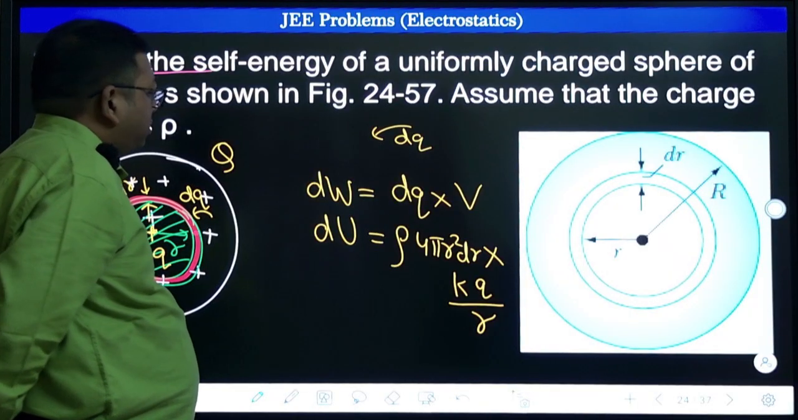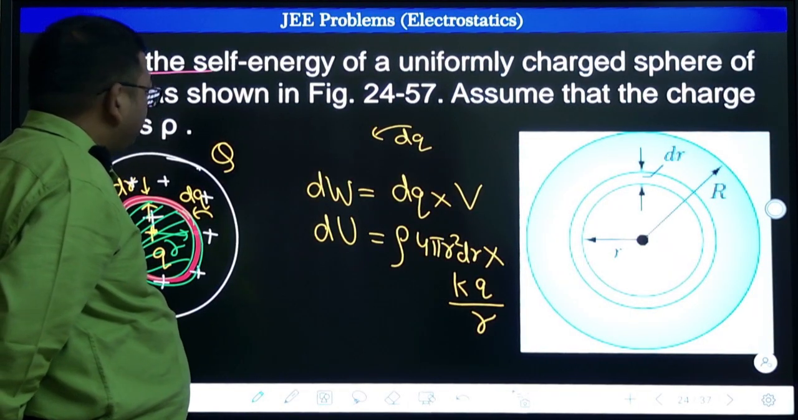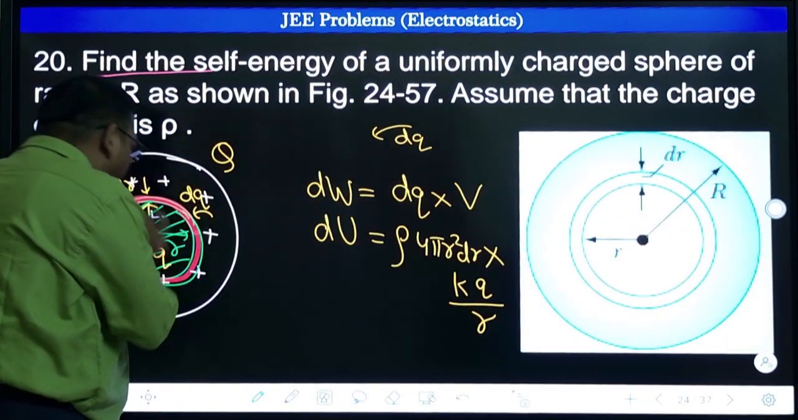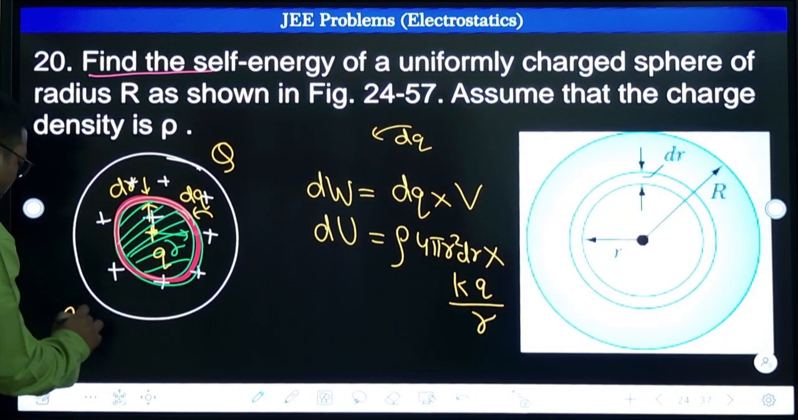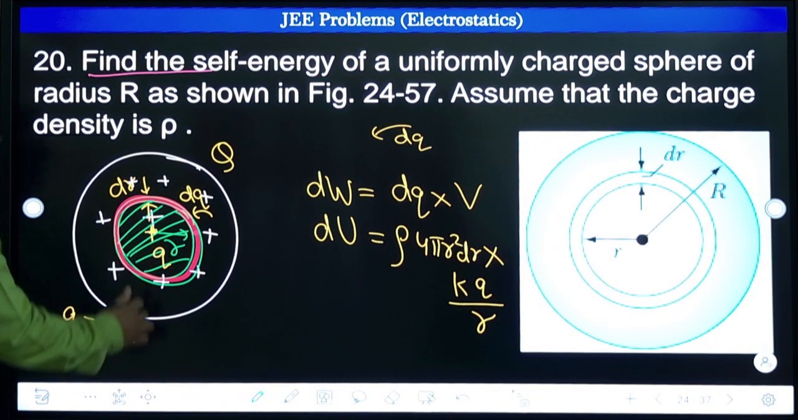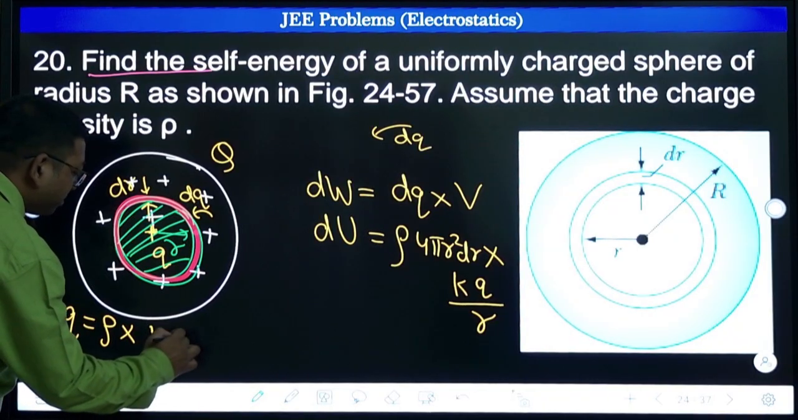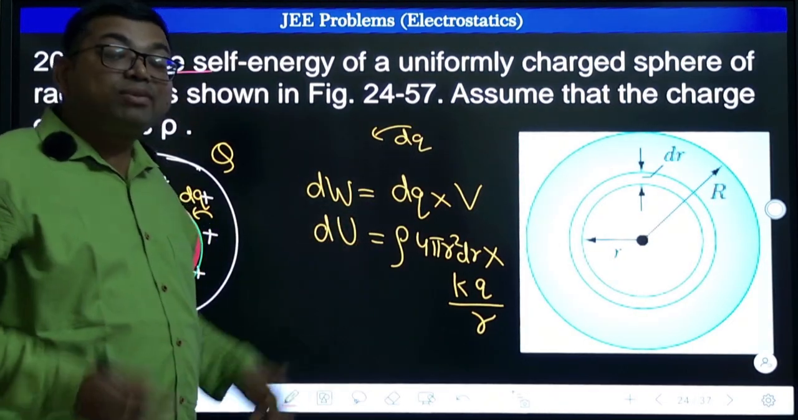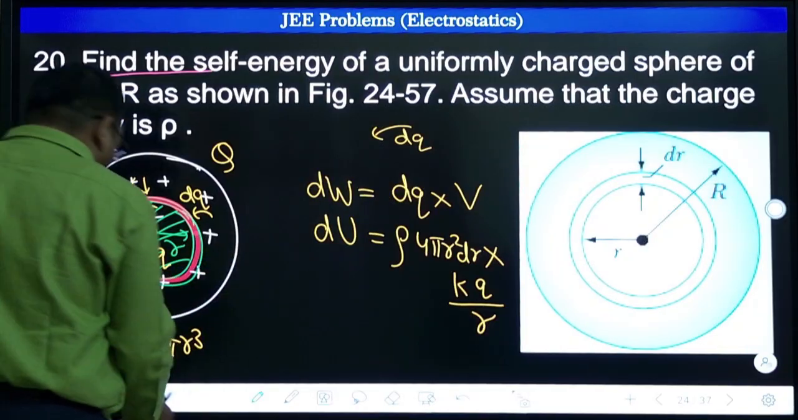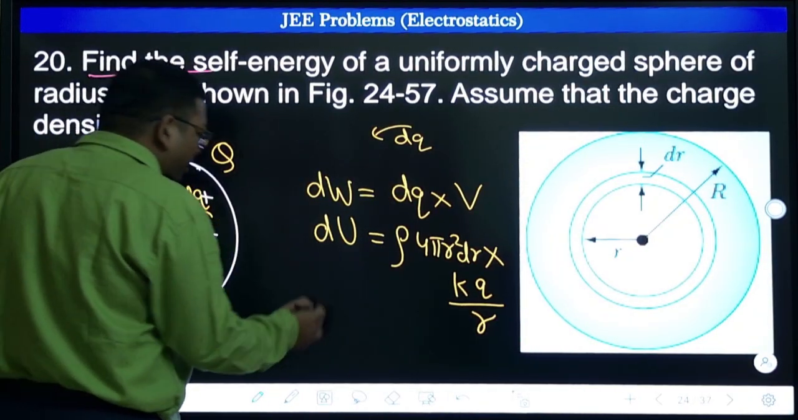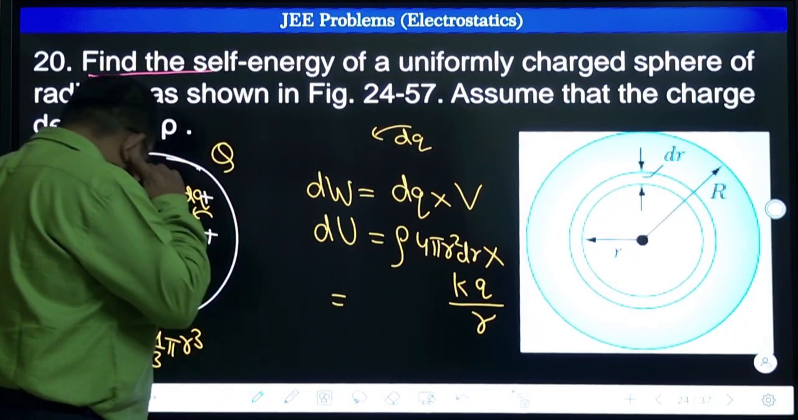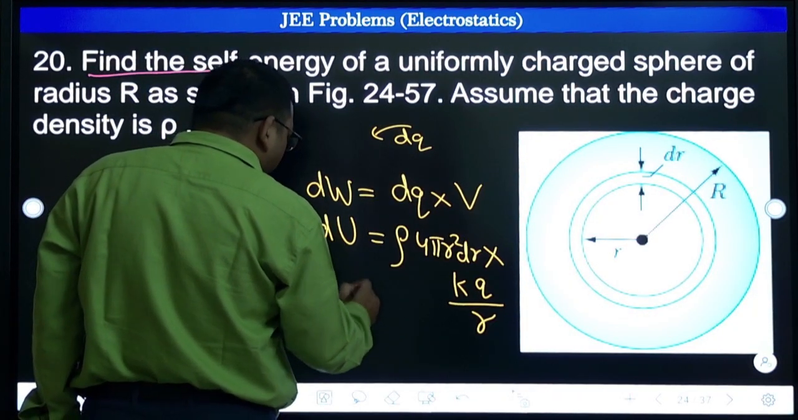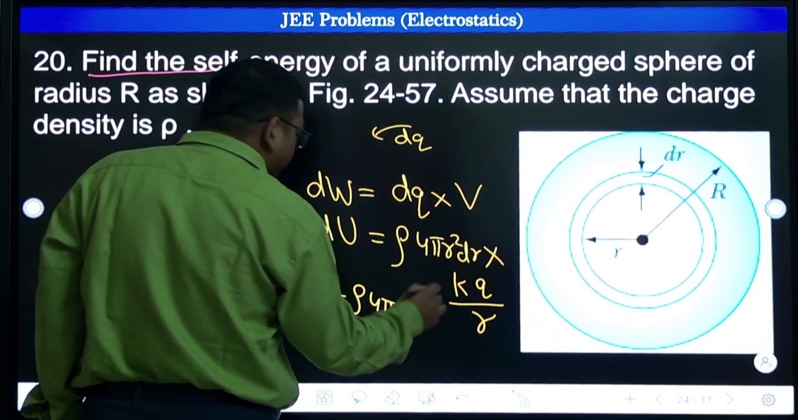Now, how do we write this small q? Because we have already filled this, this small q will again be written as density times the volume of the small sphere, which is 4 by 3 pi r cube. Then we can integrate from 0 to capital R and we'll get the answer. Let us do that. Can we do it fast? Try to do it fast. So rho 4 pi r square dr I'll put afterward.